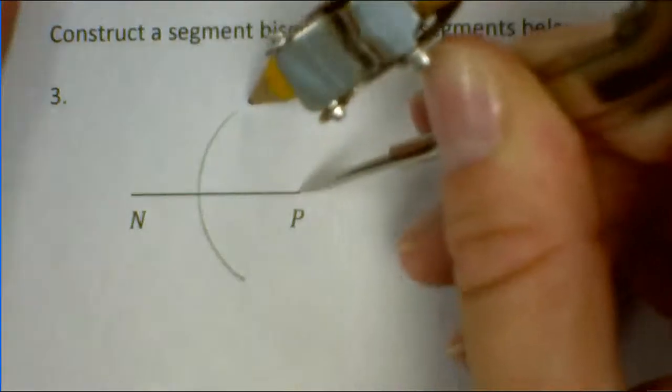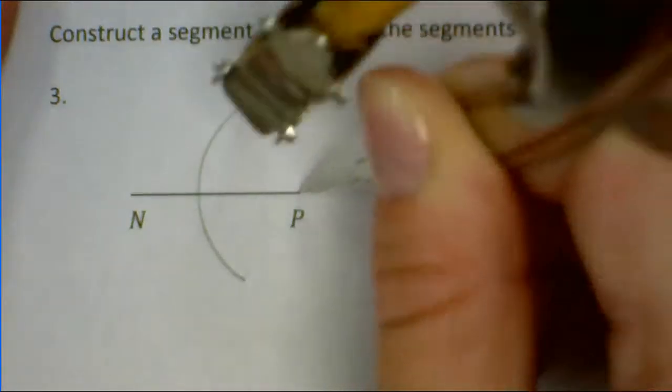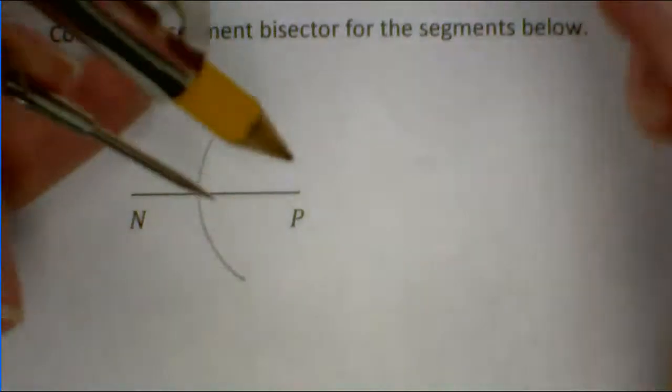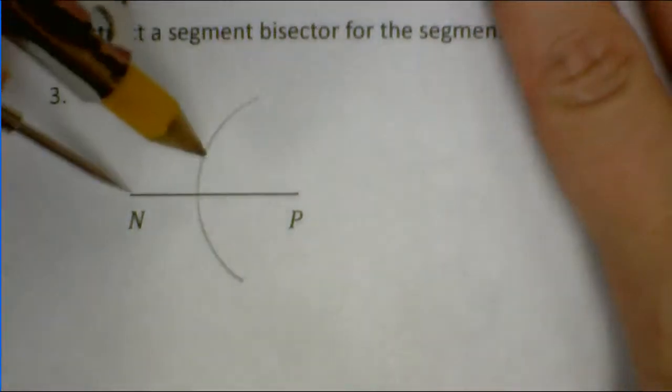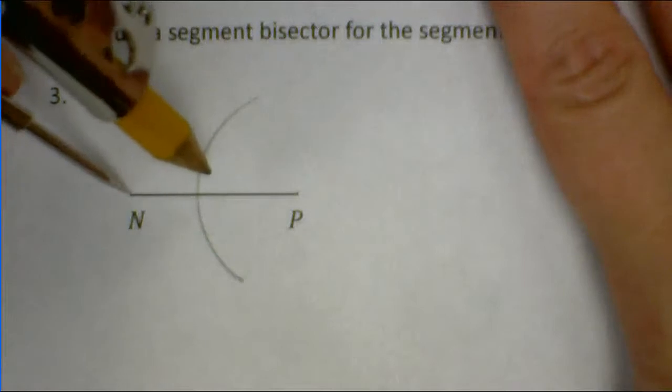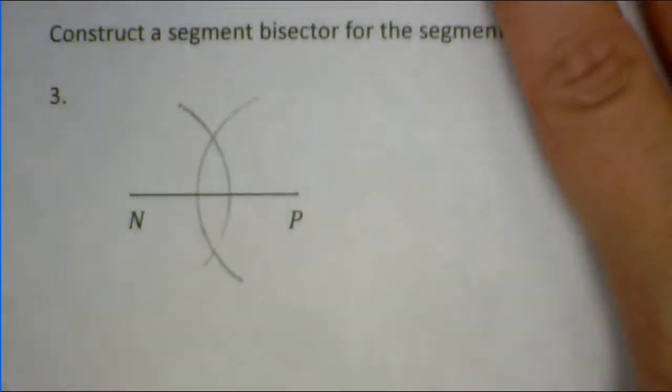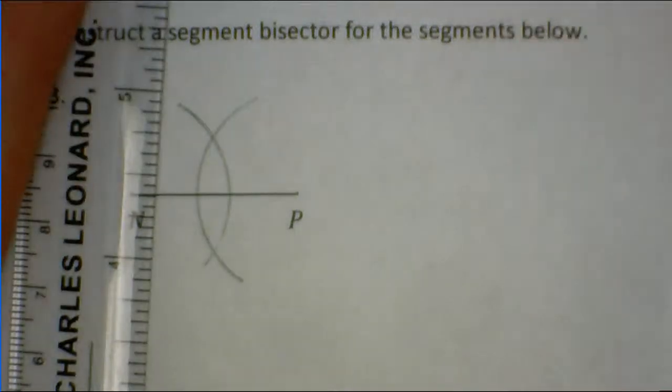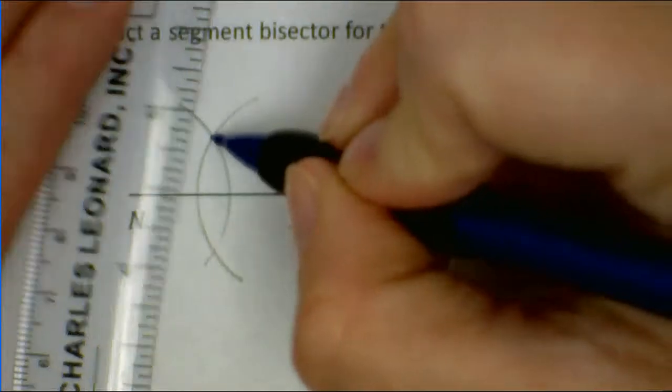And notice how Ms. Hogerby made it a pretty decent size. You don't want to make a small arc. You want it decent size. Now, we're going to keep that same setting, and we're going to move it to point N, and we're going to draw another arc. And notice how those arcs intersect. Now we're going to draw a segment that connects those intersection points.